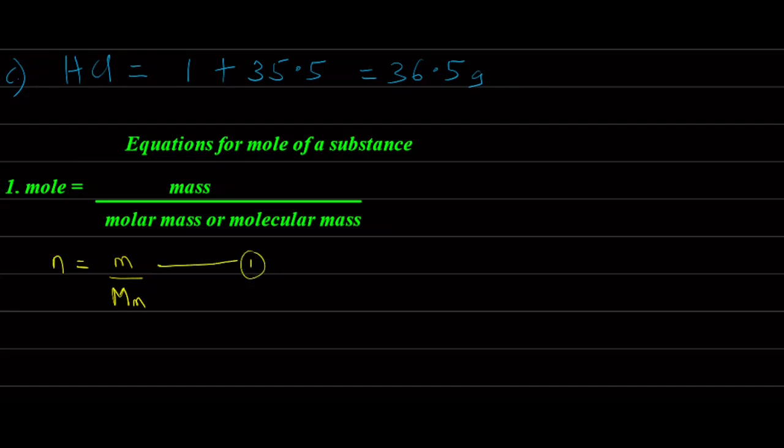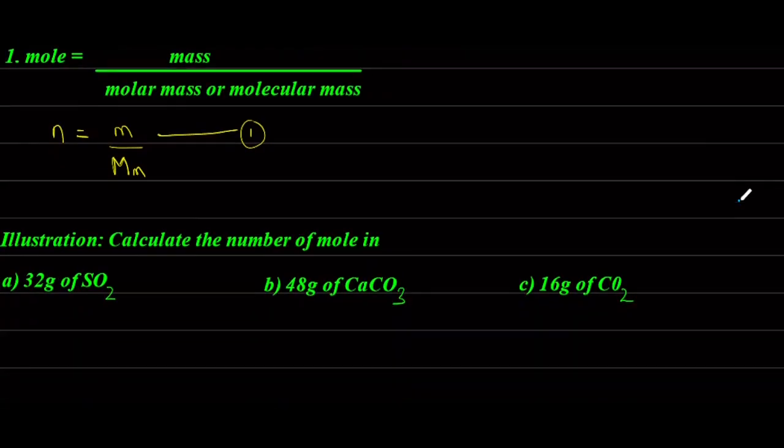So let's look at some examples to help us understand how this equation works. As you can see on the screen, the question says calculate the number of moles in 32 gram of SO2, 40 gram of CO3, and 60 gram of CO2. I'm going to be solving the first one to help us understand how to make use of the first equation. So you can send your answers to the B part and the C part of this question through the comment section. I'd like to see your solutions.